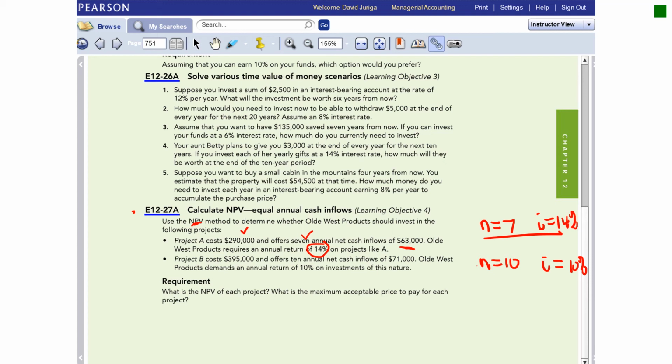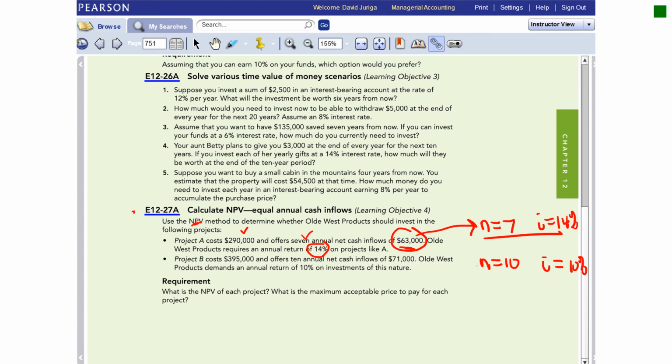You'll go to your table for project A. You'll take the $63,000. Once you find the table factor using n is equal to 7 and i is equal to 14%, you'll multiply those out to get your present value of cash inflows. You'll net that with the 290 to get your NPV.